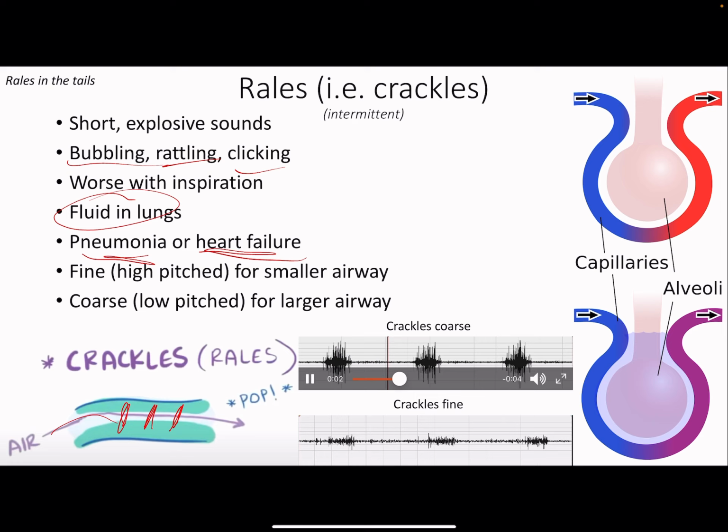Crackle, crackle. Crackle, crackle. There we go. All right, let's listen to this one.